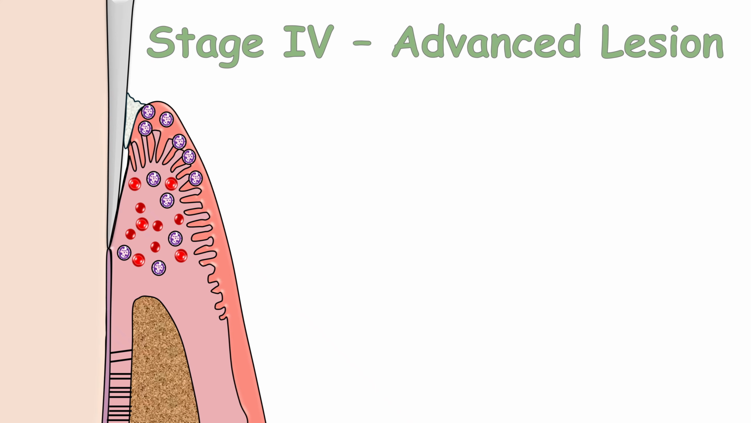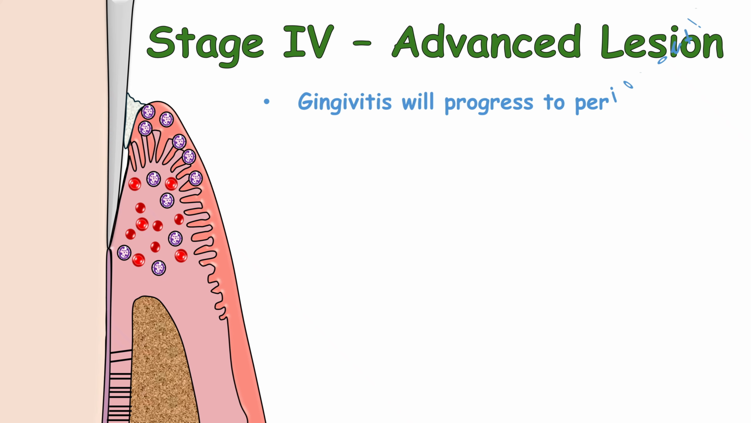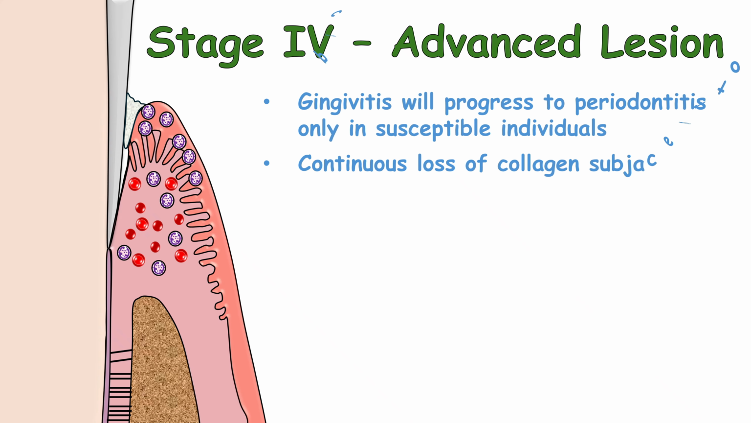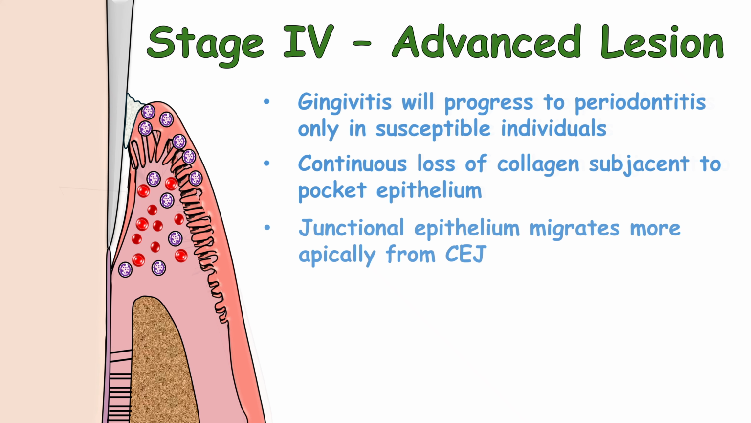Next, stage 4, which is advanced lesion. Gingivitis will progress to periodontitis only in susceptible individuals. Here, the continuous loss of collagen subjacent to pocket epithelium is seen. Junctional epithelium migrates more apically from the cemento-enamel junction.